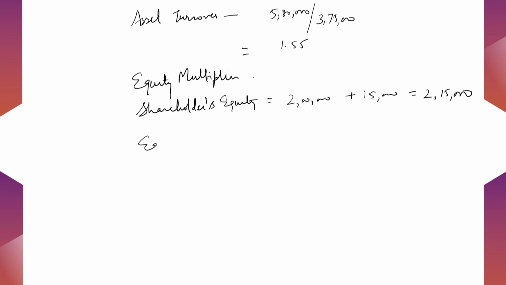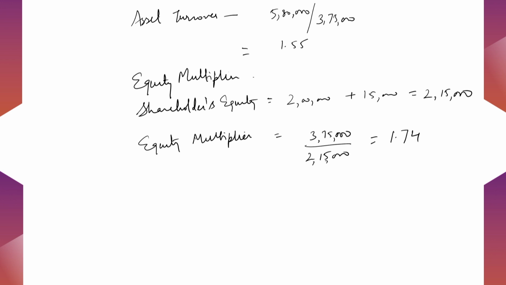So the calculation of equity multiplier is 3,75,000, the value of the assets we computed in the last step, divided by 2,15,000 shareholders' equity. We got a figure of 1.74.